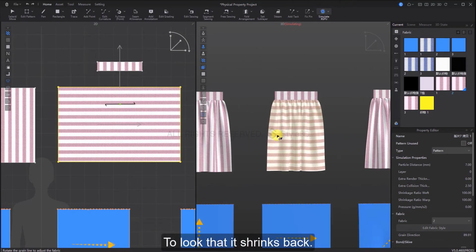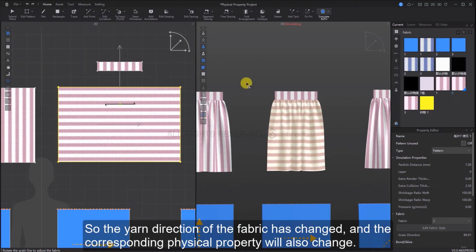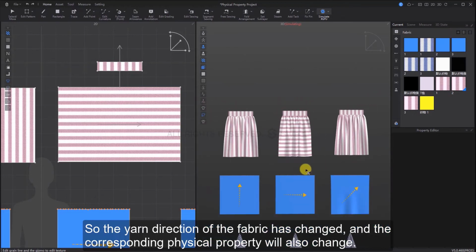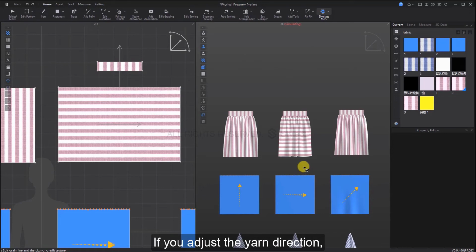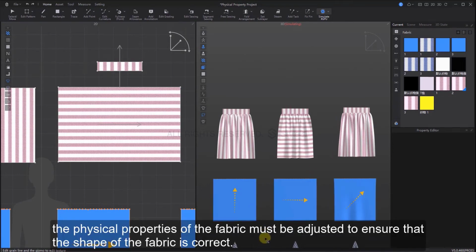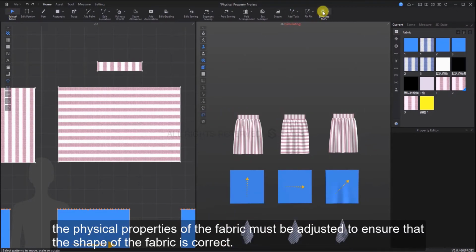Look at that, it shrinks back. So the yarn direction of the fabric has changed and the corresponding physical properties will also change if you adjust the yarn direction. The physical properties of the fabric must be adjusted to ensure that the shape of the fabric is correct.